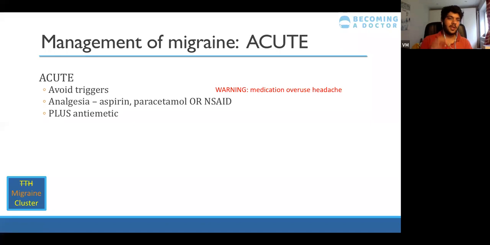You also need to prescribe an analgesic and an antiemetic. Analgesic because obviously it's painful, and also to stop them from vomiting, which is one of the key features of migraine. And analgesic can be aspirin, paracetamol, or NSAID. However, a really important thing that you should do in your OSCEs, which will give you some extra points, is advise them not to take too much of their analgesia, because you can get medication overuse headaches. So if you take too many painkillers, that can also precipitate a headache as well.